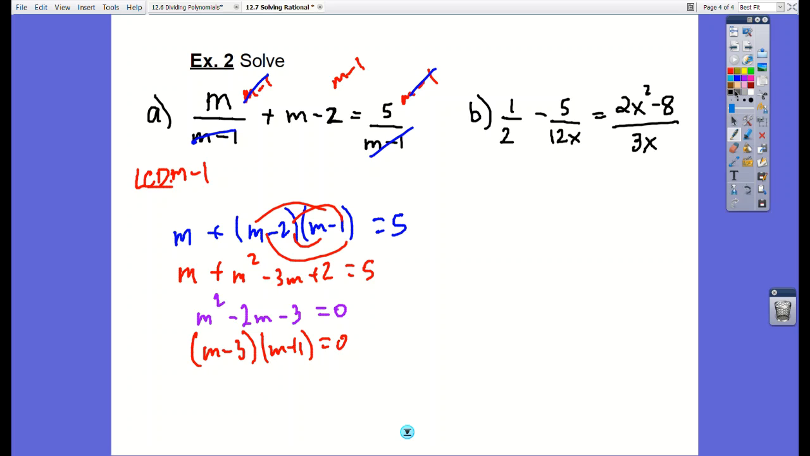And then we're only done once we solve this. So m equals 3, m equals negative 1. These are our two solutions. And then the one thing we have to check is, is it an excluded value? So our excluded value is a positive 1. We got a negative 1 out. Those aren't the same thing. So we're good to go. These work.